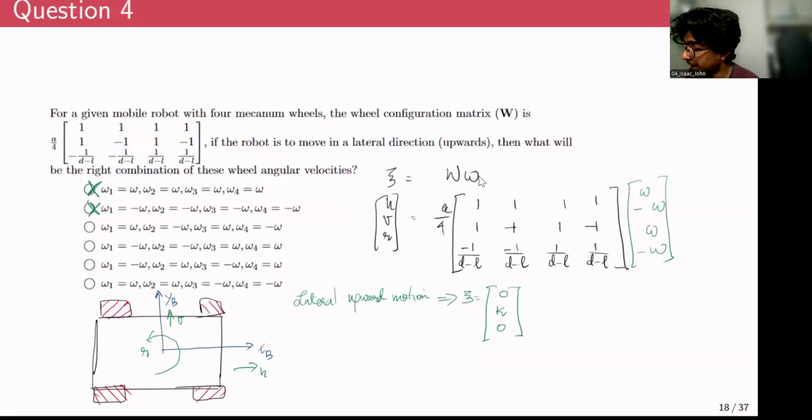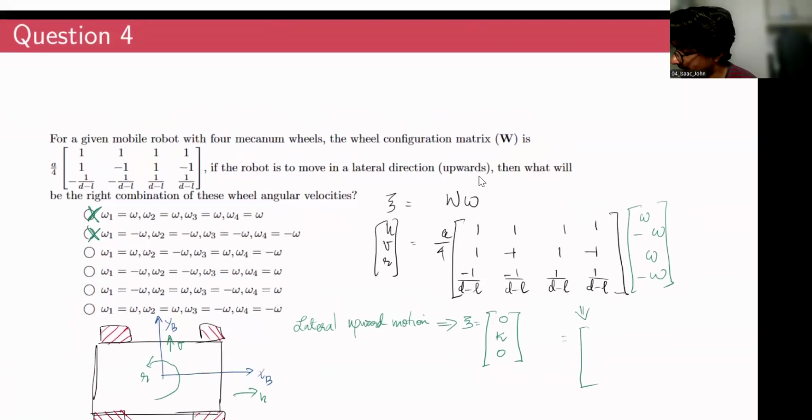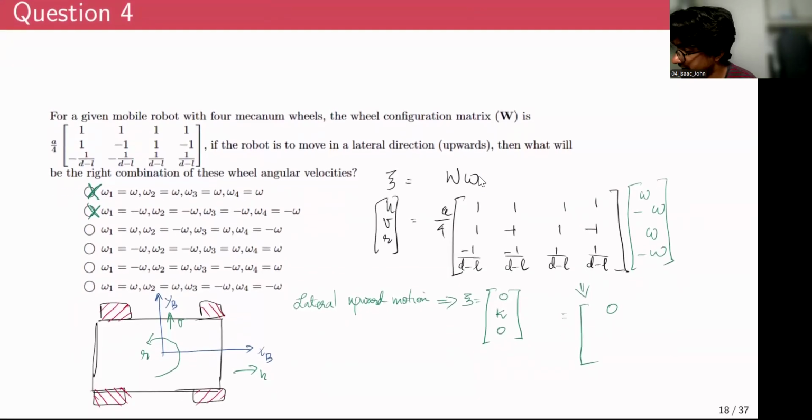So if you multiply this out, what will you get? The first entry would be plus omega, minus omega, plus omega, minus omega, it will be 0. The second entry would be omega, plus omega, plus omega, plus omega, it will be like 4 omega. And the third entry, this is minus 1 by d minus L.